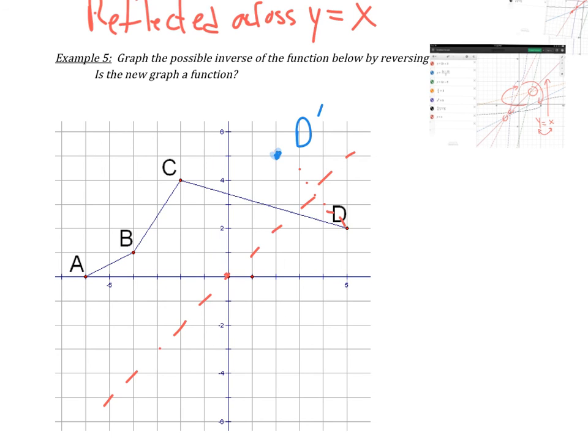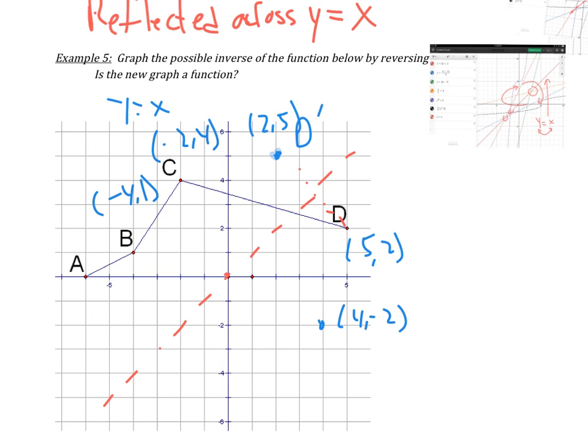Now what happened? D was (5, 2). Notice this is the coordinates (2, 5). The x and y just flip. That's what happens when we have an inverse. The x and y flip like we did back with those equations. So here this is at (negative 2, 4), so we're going to find (4, negative 2). And so we flopped them around. This one is (negative 4, 1), so let's flip that around and get (1, negative 4).